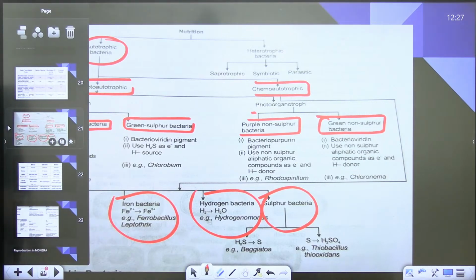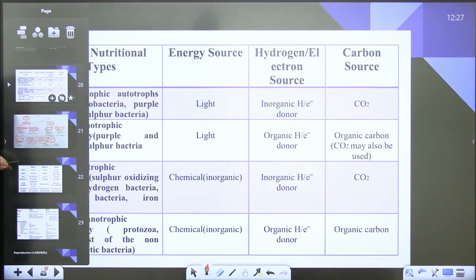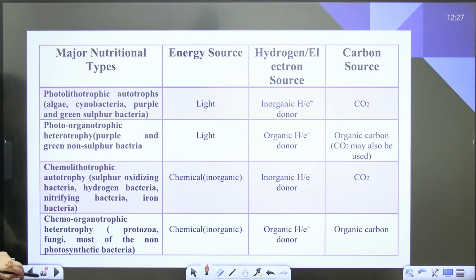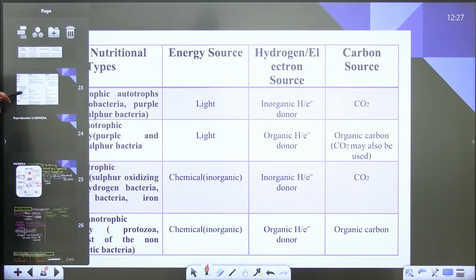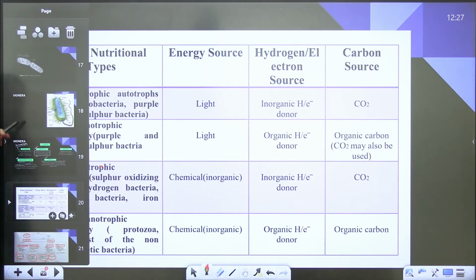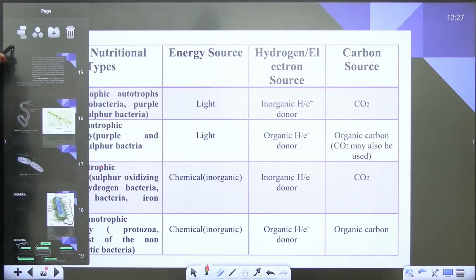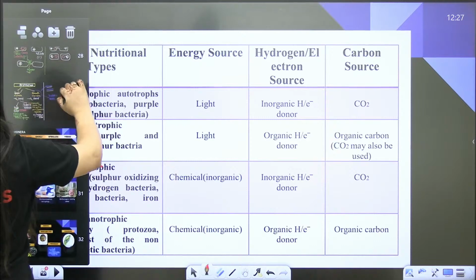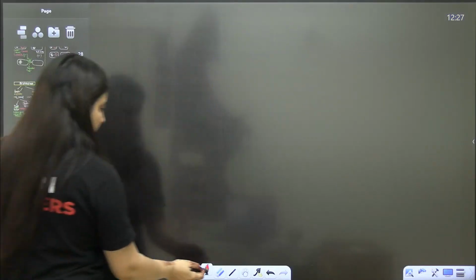Sure. So heterotrophic, you know that, right? You know that they'll be needing a different source. So see, this is another flow chart for all of you. That is just for an idea, right? So this is about the basic properties of the bacteria. Any doubt here?